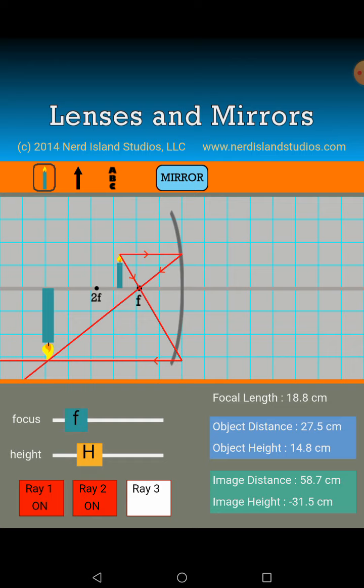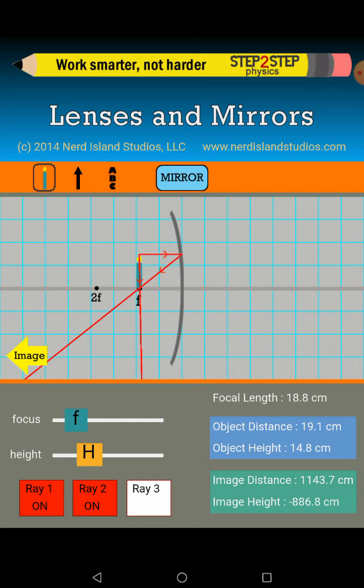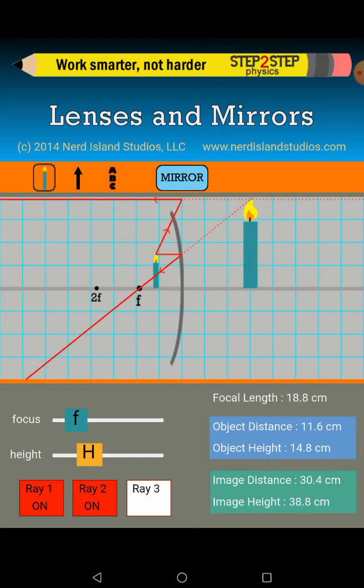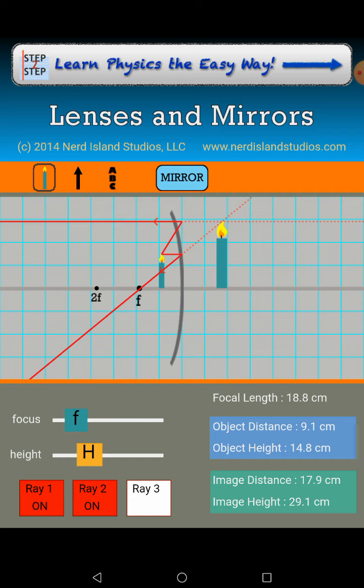Okay, now if the object is kept at focus, the image will be formed at infinity. The image is formed very far away from the mirror, so it is said to be formed at infinity. And now comes a very special case where the object is kept between the focus and the pole of the mirror. The image is formed behind the mirror now. So behind the mirror means that now the image has become virtual and erect.